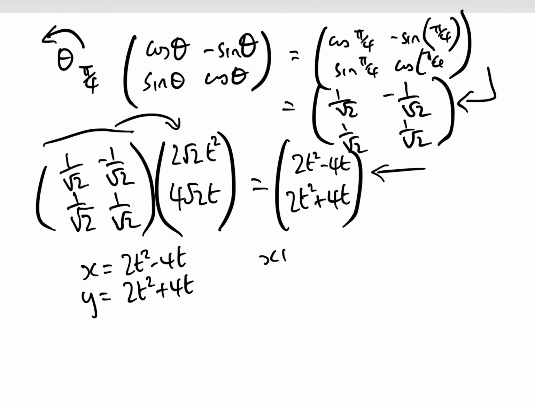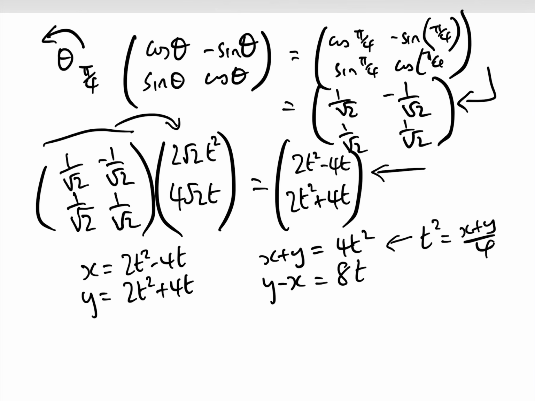So what we can do is add them together, and that gives us x plus y equals 4t squared, and then we can take them away from each other: y minus x equals 8t. Okay, and that implies t squared equals x plus y over 4. And from this one, we get that t equals y minus x over 8, and therefore t squared is y minus x squared over 64.